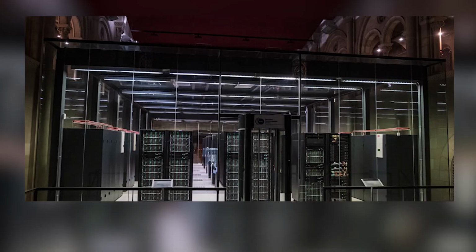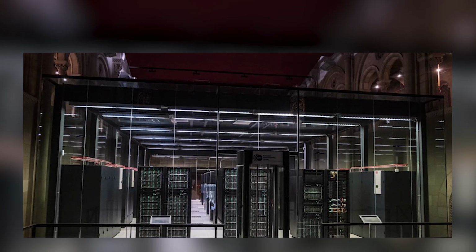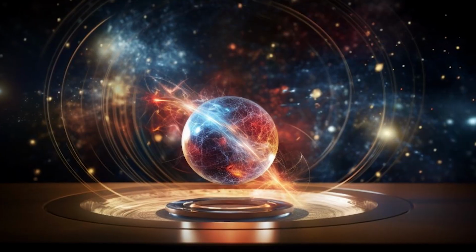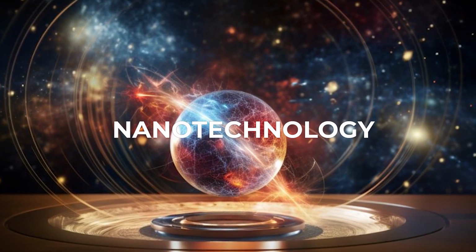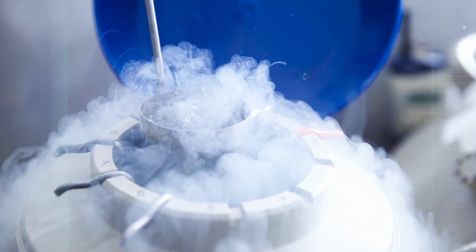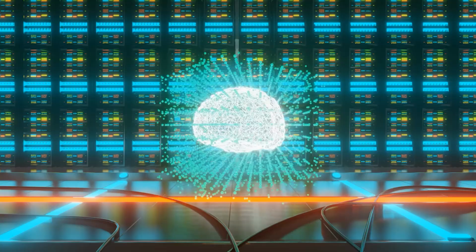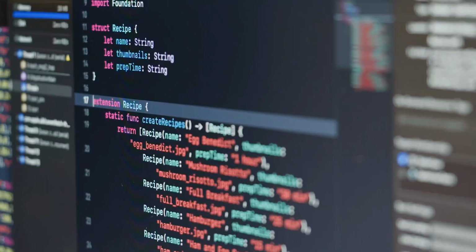The burgeoning quantum ecosystem, which includes both hardware and software development, is driving innovation in adjacent technologies. For instance, the need to create and control qubits has spurred advances in nanotechnology, superconductors, and cryogenics. Quantum algorithms and programming languages are being developed to harness the power of quantum computers effectively, giving rise to a new era of software development.